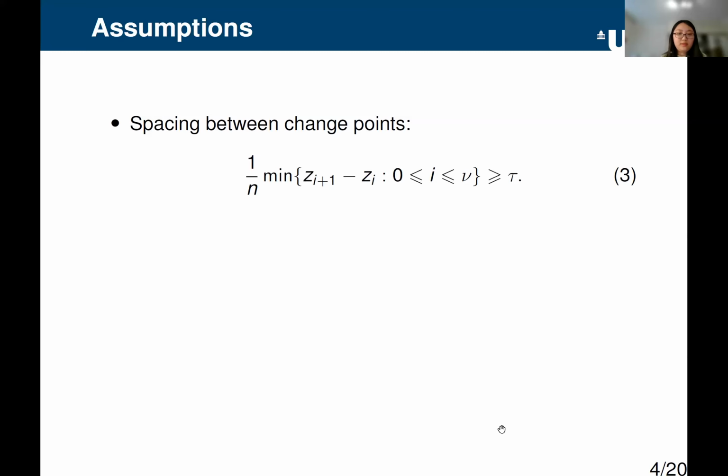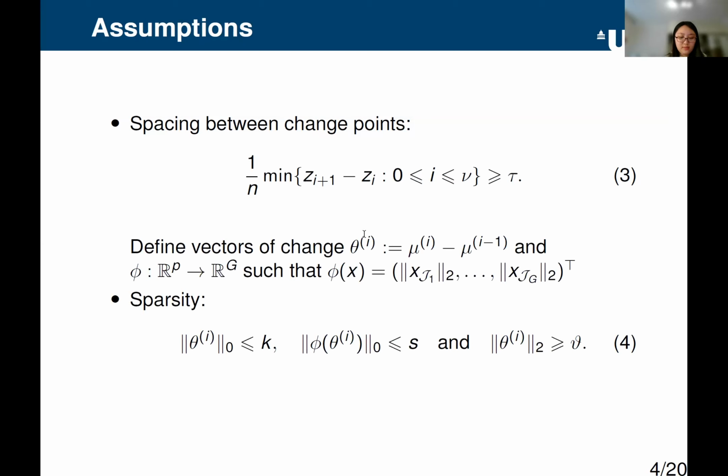Now let's look at the assumptions. First, we assume that the spacing between the change points satisfies this inequality here. Before we state our sparsity assumption, we first define the vector of change theta_i to be mu_i minus mu_{i-1}. Then we define a function phi, which maps a p-dimensional vector to a G-dimensional vector. So phi(x) here basically summarizes the coordinates in each group by the L2 norm. Now we can state our sparsity assumptions. We assume that the total number of coordinates with change is less than or equal to k. The total number of groups with change is less than or equal to s. And the magnitude of change is greater than vartheta.